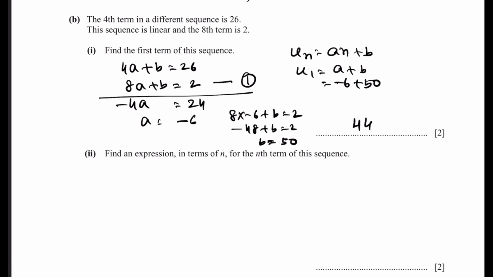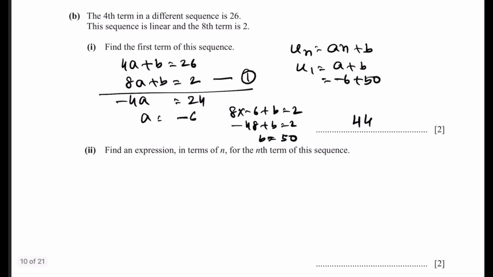Find an expression in terms of n for the nth term of this sequence. So we have seen already un equals an plus b. So a is minus 6 and b is 50. So this can be minus 6n plus 50.